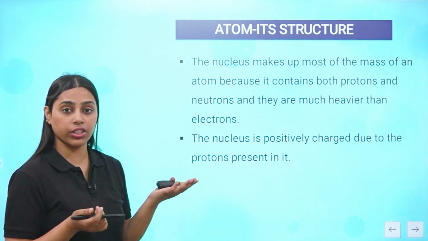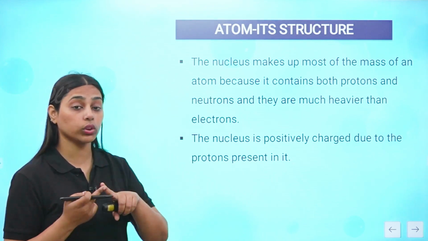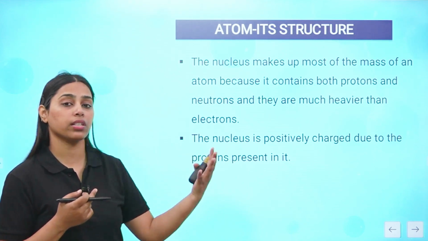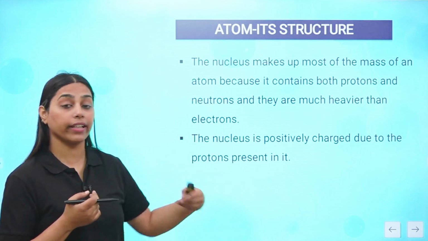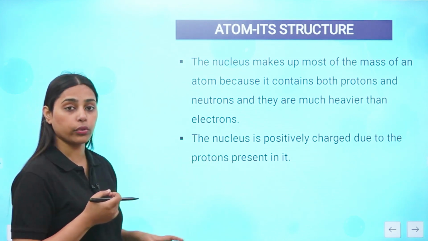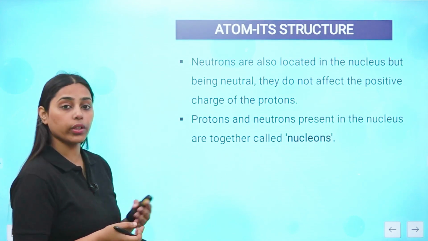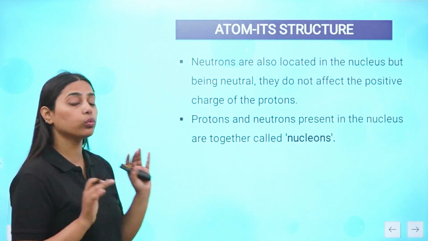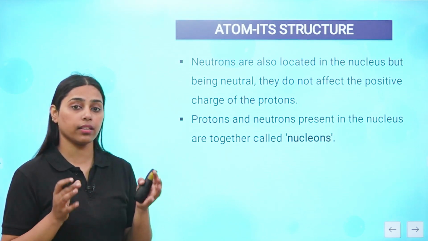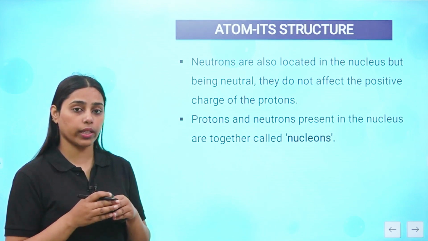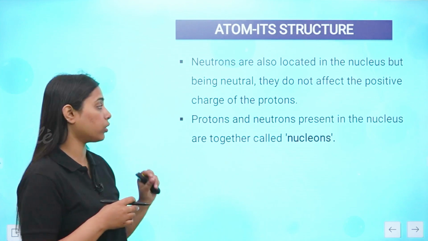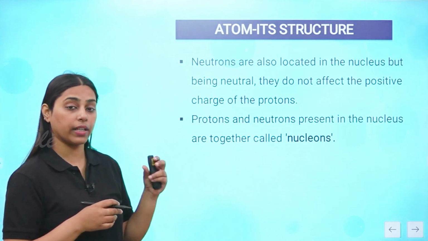The nucleus is positively charged because the neutron has no charge, but protons are also present, and a proton has a plus charge. So the nucleus becomes positively charged. And the shells have electrons, so the shells have negative charge, attracted by the protons of the nucleus. Neutrons are also located in the nucleus, but being neutral, they do not affect the positive charge of the protons. Protons and neutrons are always present in the nucleus together, so we call them by another term, nucleons. That is another term for the total number of protons and neutrons present in an atom.